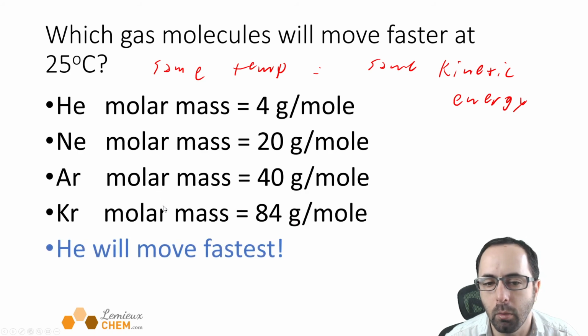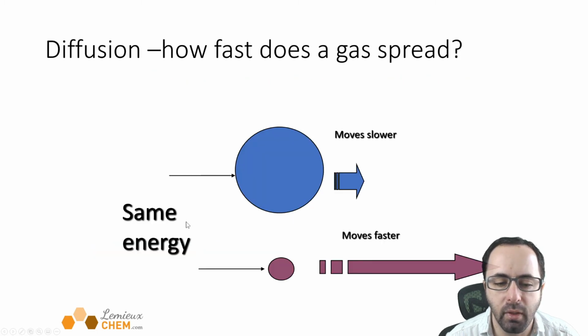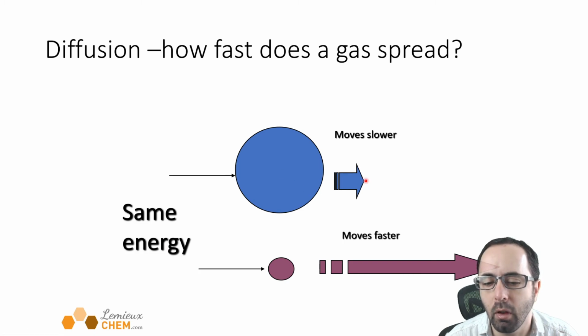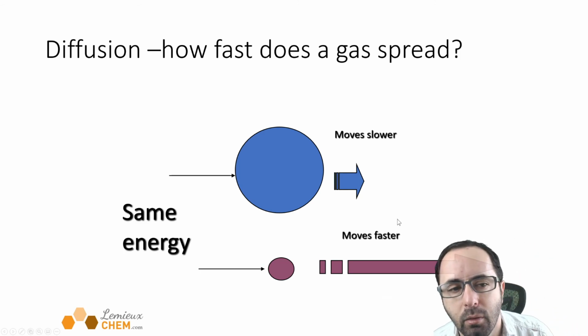The helium here will move the fastest because they're all at the same temperature and have the same kinetic energy, but helium is the lightest at 4 grams per mole, versus neon, which is 20 grams per mole, argon, which is 40 grams per mole, and krypton, which is 84 grams per mole. So if they're at the same energy, the heavy atom is moving more slowly, and the lighter atom is moving faster. And that's related to diffusion.